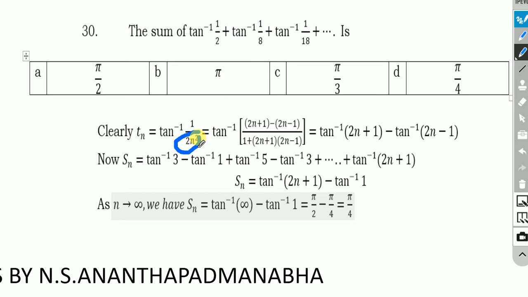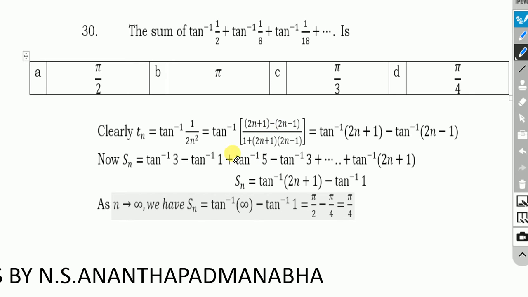So this can be written as tan inverse of (2n plus 1 minus 2n minus 1) by (1 plus (2n plus 1) into (2n minus 1)), which is of the form (x minus y) by (1 plus xy). In the numerator 2n minus 2n is 0 and 1 plus 1 is 2. In the denominator, (a plus b) into (a minus b) is a square minus b square, so it is 4n square minus 1. The 1 and 1 will be cancelled, and I am left with 2 by 4n square. 2 2s are 4, so I will have tan inverse of 1 by 2n square.